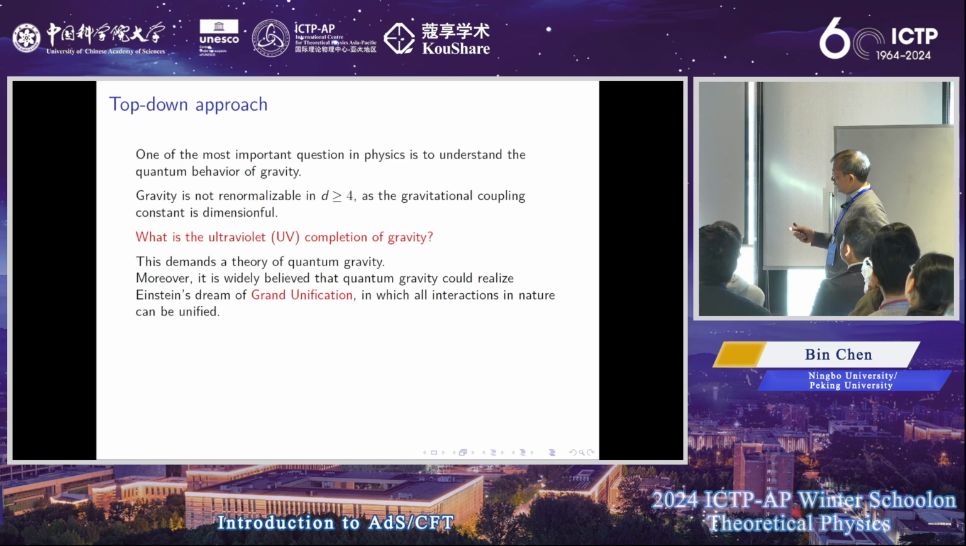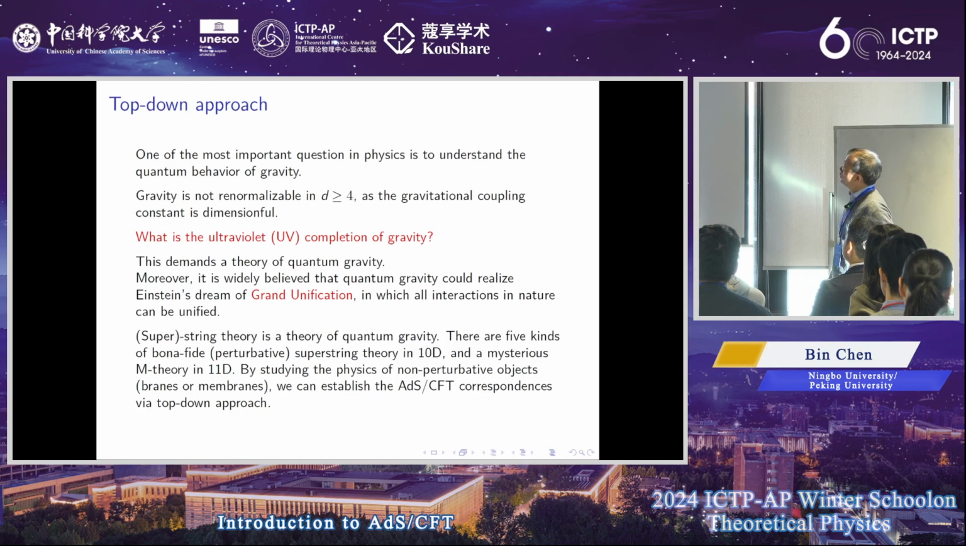We know that in fundamental particle physics, we have the standard model. In cosmology, we also have a standard cosmological model. But gravity looks quite special. So how do we unify gravity into that framework? That is the so-called grand unification problem. And it is believed that in a real quantum gravity theory, we will realize this grand unification.